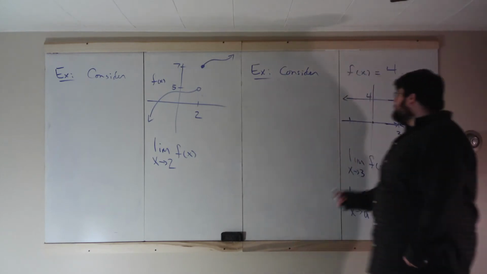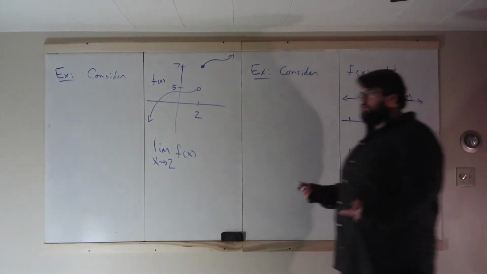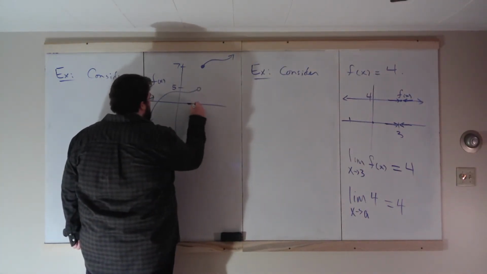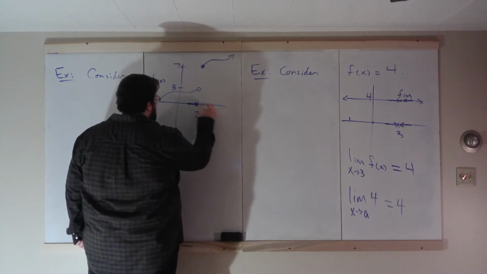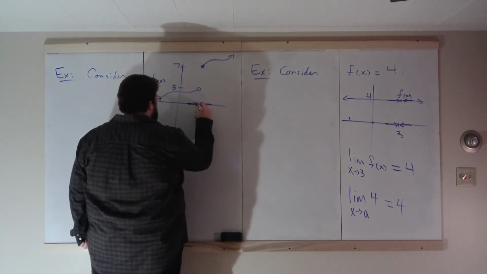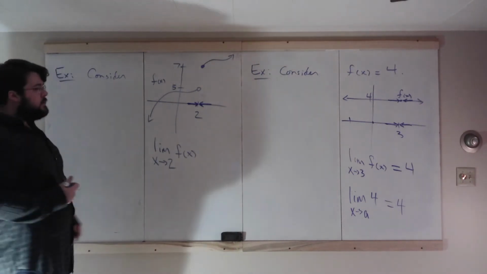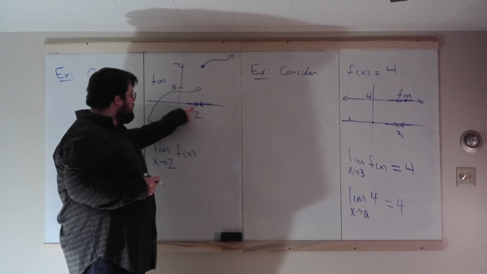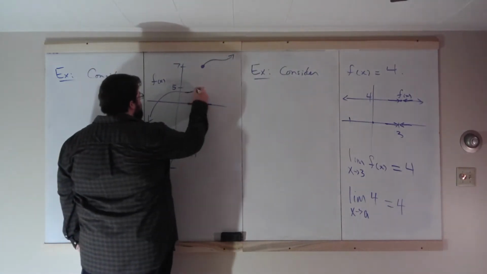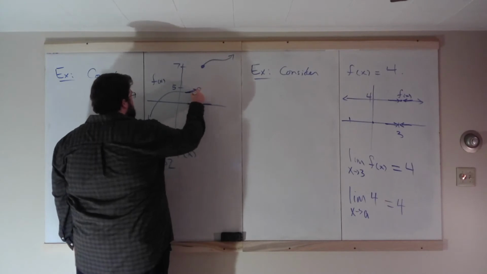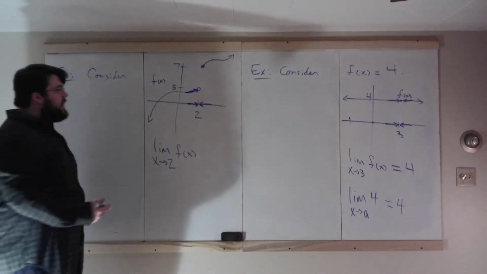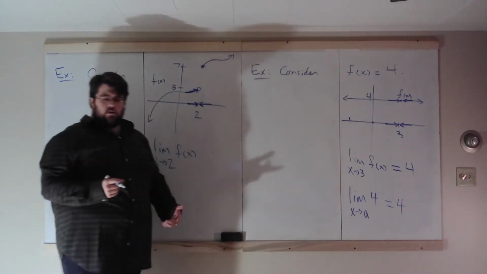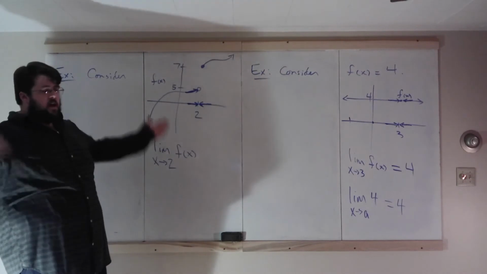Well, again, we're going to look at different ways of approaching 2. Well, what happens? We have one side of 2. We have another side of 2. There are two different ways we can approach 2. If we approach 2 over here, what does the function do? Well, it approaches this open dot, which is at y equals 5. So if we also get 5 by approaching 2 the other way, then the limit's 5.